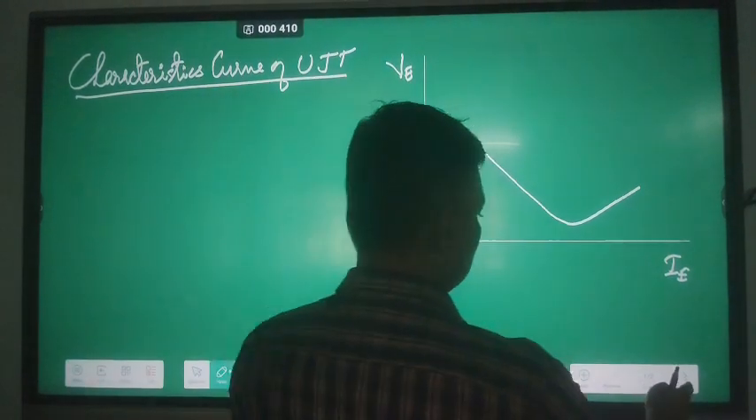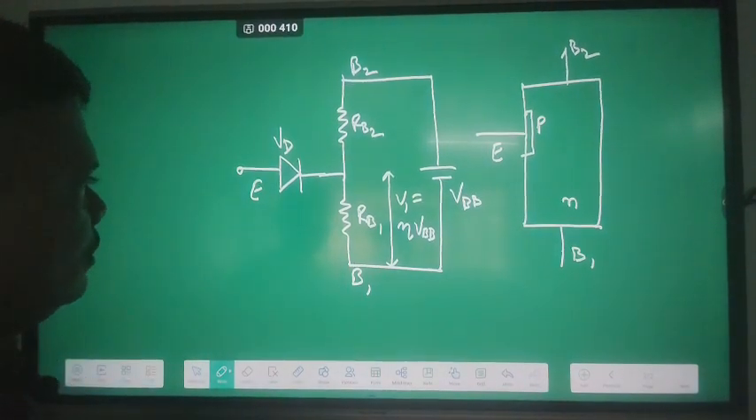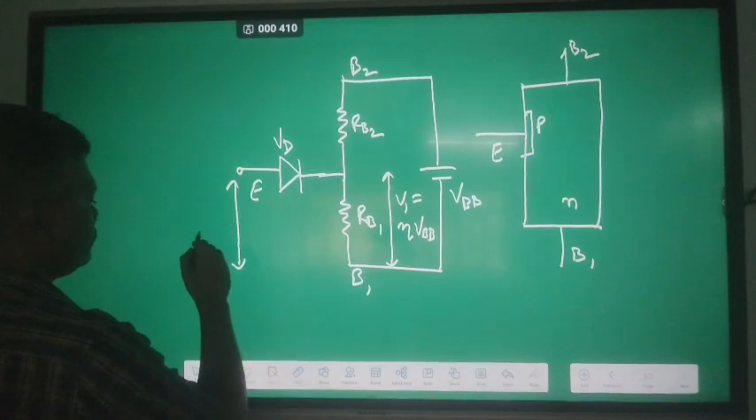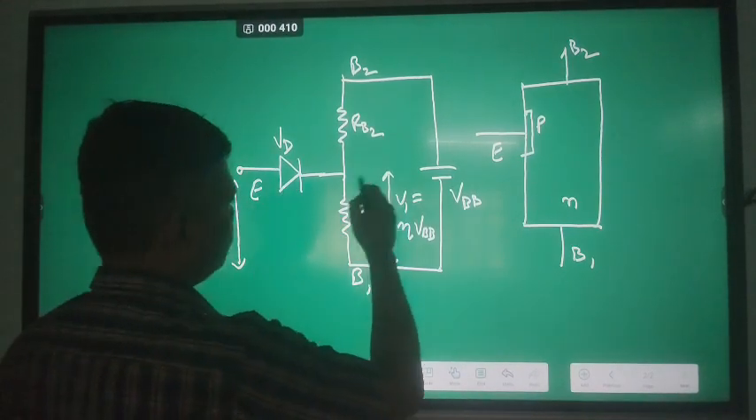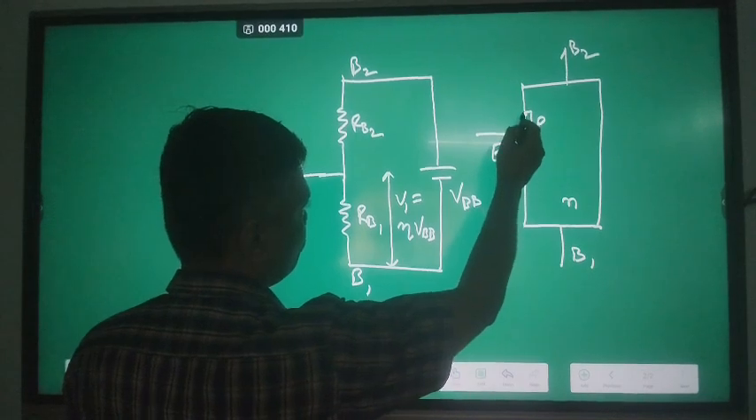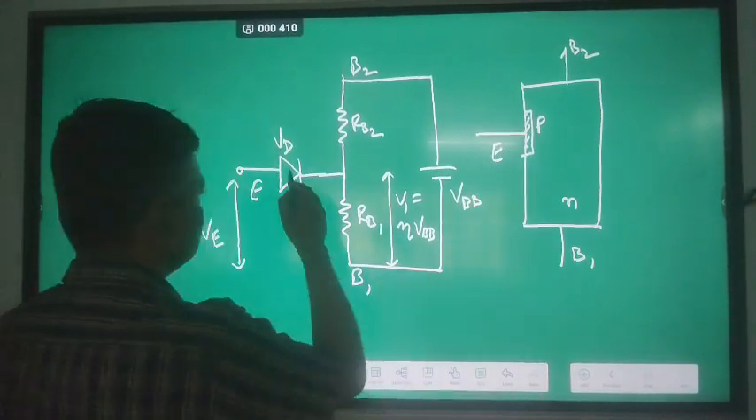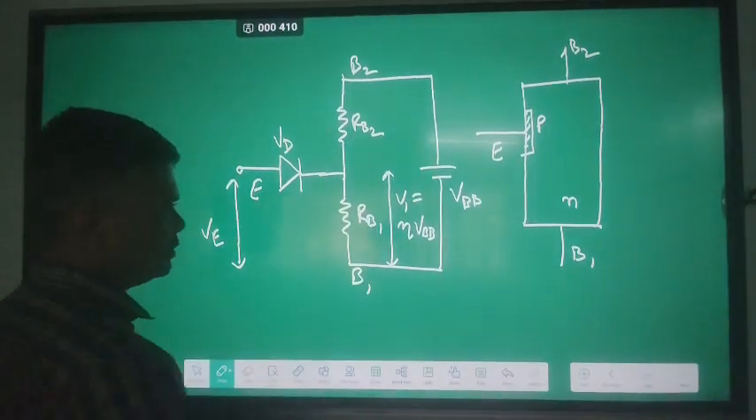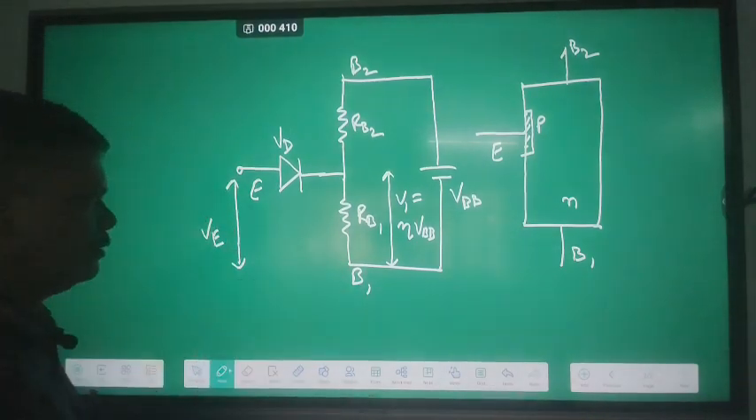So if you see the construction of the UJT, here you can see that this is my VE, where this emitter portion is considered as a diode. This is a PN junction diode here. And these two are the internal resistances of the UJT, which are RB2 and RB1.